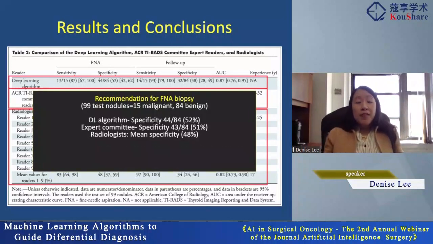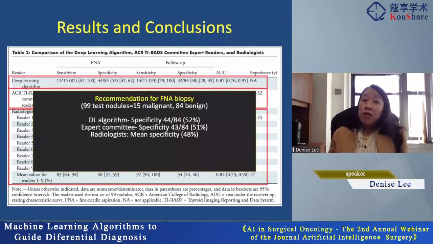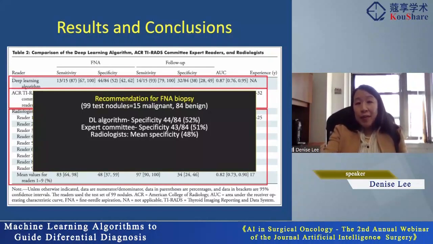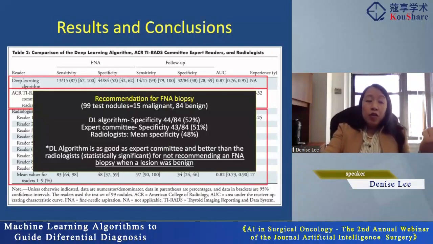And the specificity is actually pretty low for all groups, which is not surprising, because we end up biopsying a lot of nodules unnecessarily. We know that we're concerned about them, so we end up biopsying a lot of benign nodules. So in terms of how good the deep learning algorithm was at not recommending an FNA biopsy when the lesion was actually benign, it was as good as the expert committee and again better than the radiologists in general.